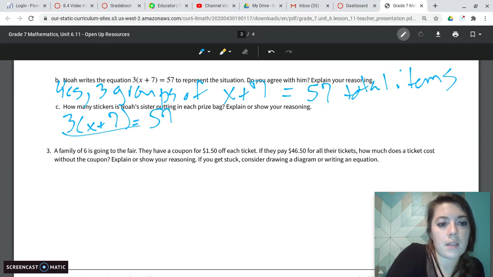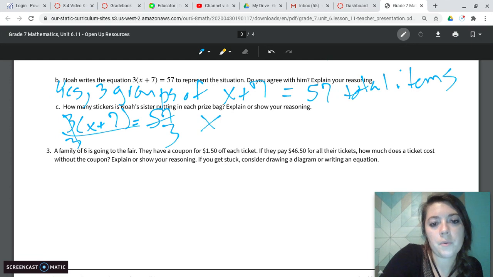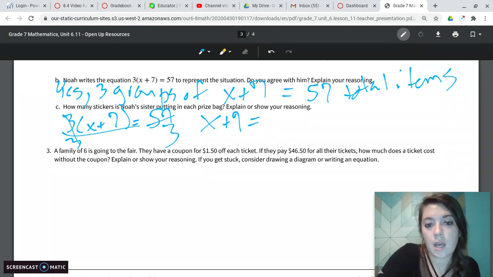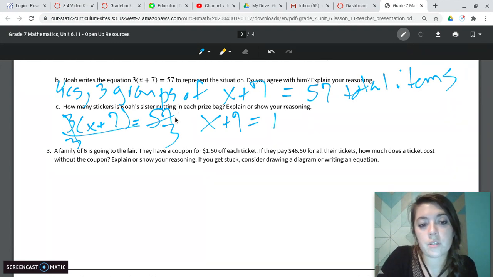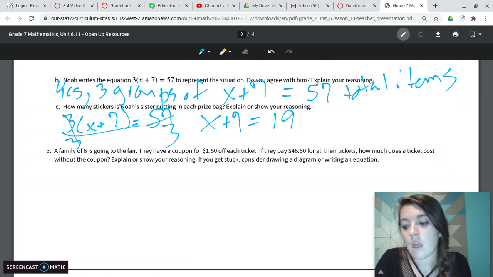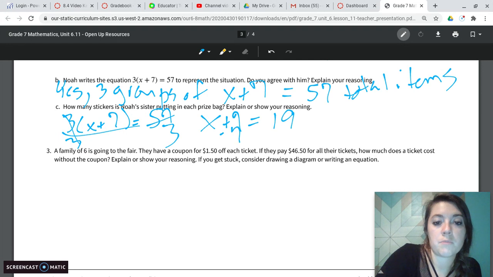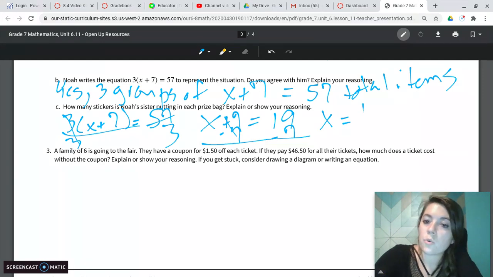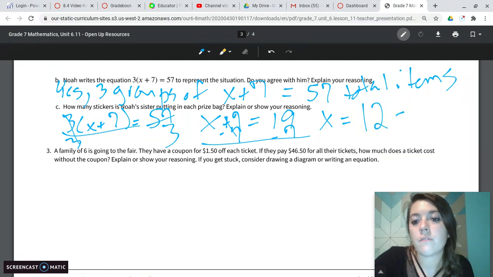So if we divide this by 3 and by 3, we end up with x plus 7 equals, now 3 can go into 5 one time with 2 left over, so then 3 can go into 27 9 times, so we end up with 19. And then to finish solving, we subtract 7. So x equals 19 minus 7 is 12. So 12 stickers in each of those bags.